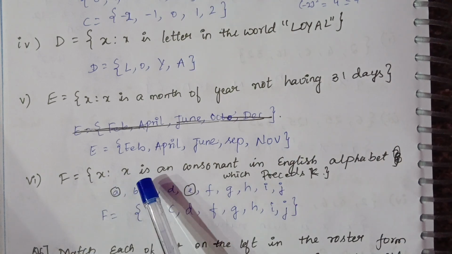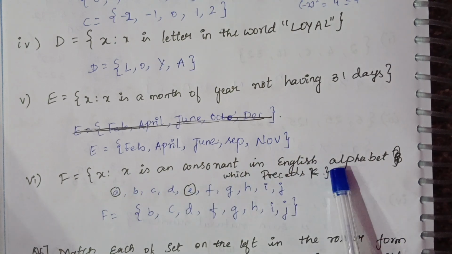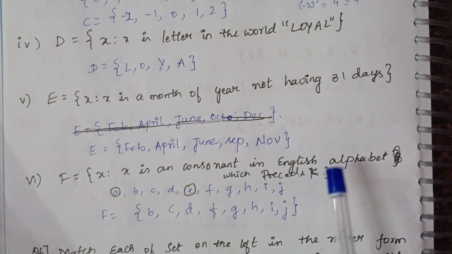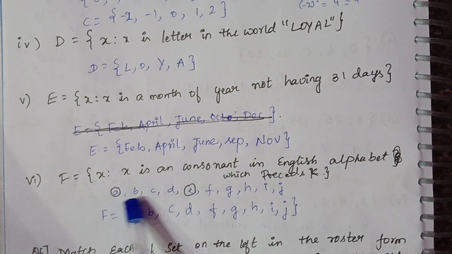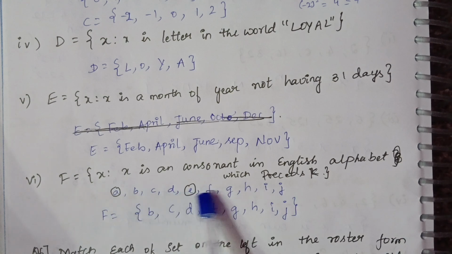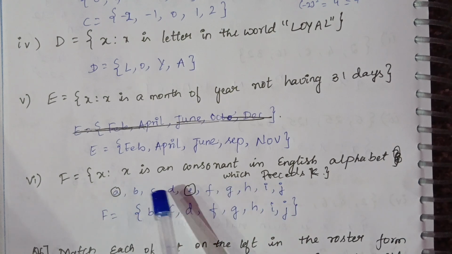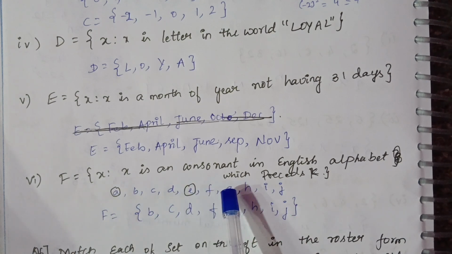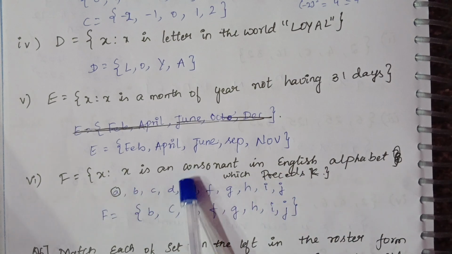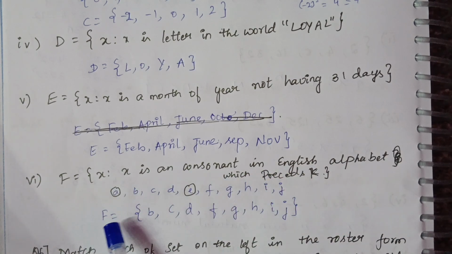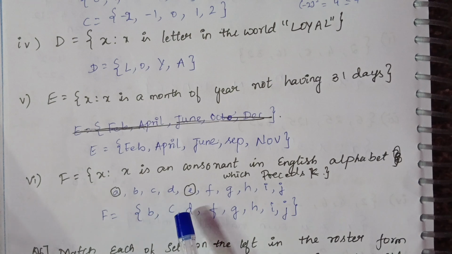Next question is X is a consonant in the English alphabet which precedes K. Which precedes K means before K. So before K, these are the alphabets A, B, C, D, E, F, G, H, I, J. In this, A and E are vowels, leaving that, the remaining B, C, D, F, G, H, J are the consonants of the set F.